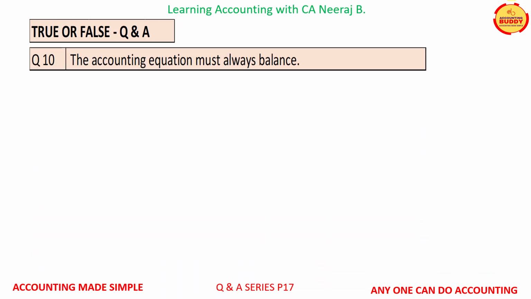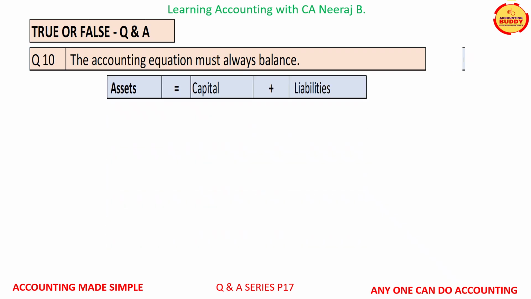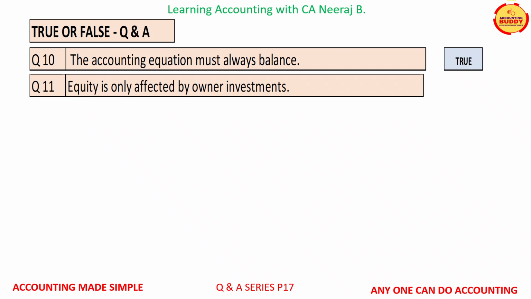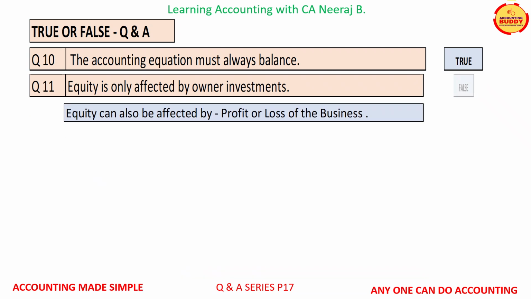Question number 10 on your screens is the accounting equation must always balance. The answer is true. Assets of the business are always equal to capital plus liability. Question number 11, equity is only affected by owner's investments. This is a false statement. Equity can be affected by the profit or loss of the business.